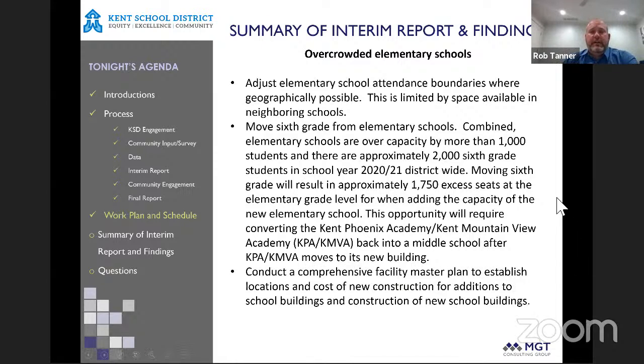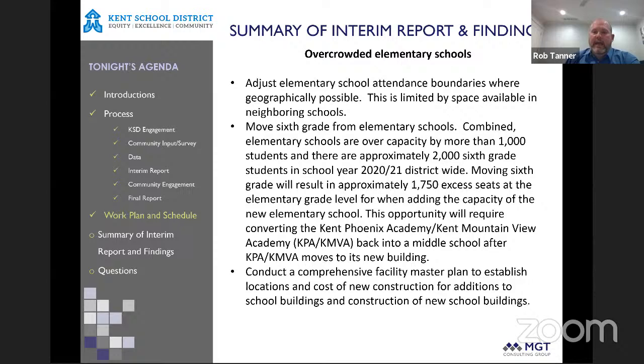Also, to address overcrowding of schools, we're proposing moving the 6th grade from elementary to middle school. Like I said before, there are more than 1,000 insufficient seats, and there are currently a little less than 2,000 6th grade students in 2021. Moving 6th grade to middle school in combination with the new elementary school will give you 1,750 excess seats in elementary school. That will help with some reduction in your portable facilities, but it won't entirely eliminate it.